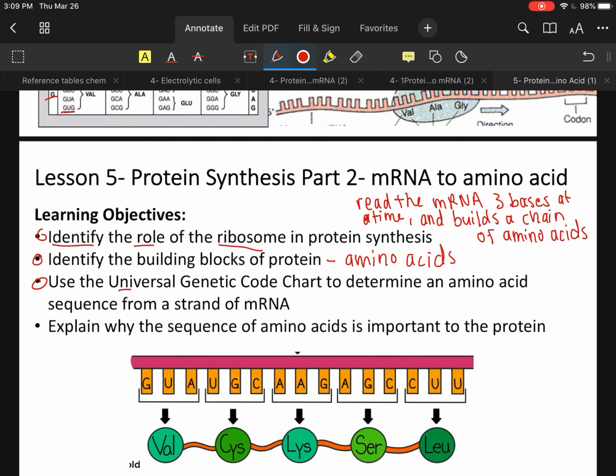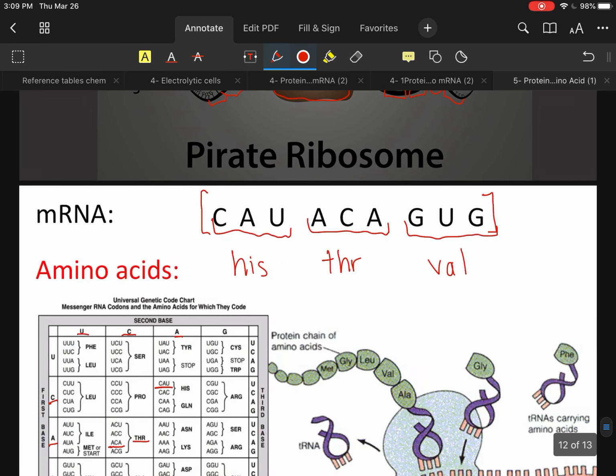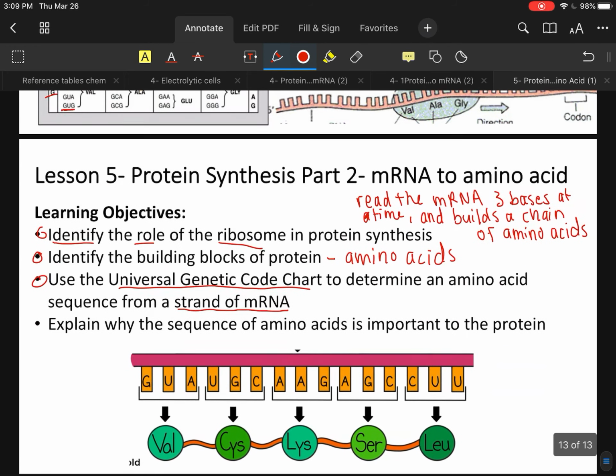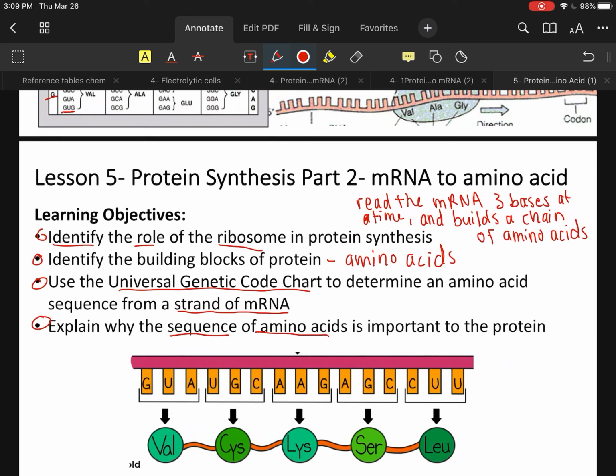Can you use the universal genetic code chart to determine an amino acid sequence from a strand of mRNA? That's what we did right here. We were given an mRNA sequence. We looked up 3 bases at a time on the universal genetic code chart, and we came up with a sequence of amino acids, which is represented by this growing chain coming out of the ribosome. And explain why the sequence of amino acids is important to the protein. The sequence of amino acids will determine the shape of the protein. And that's what we'll talk about tomorrow. How does a chain of amino acids turn into a specific protein with a specific shape and a specific job?